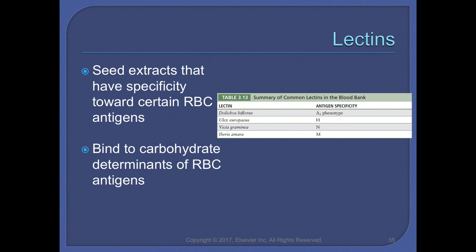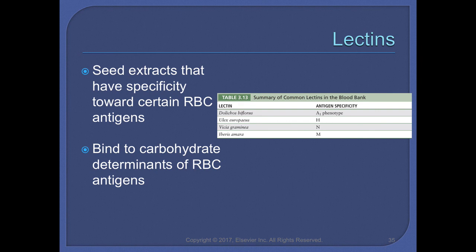Lectins are also very special. Remember, lectins are plant or come from other extracts, and these lectins bind to carbohydrate portions of a certain red cell antigen and agglutinate the red blood cells. Although no antibodies exist in these reagents, lectins can be useful in identifying antigens present on patient or donor red blood cells.